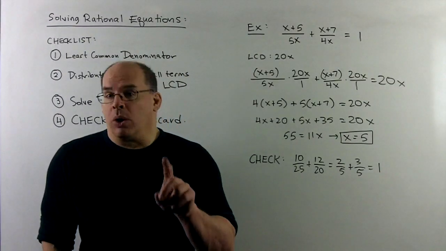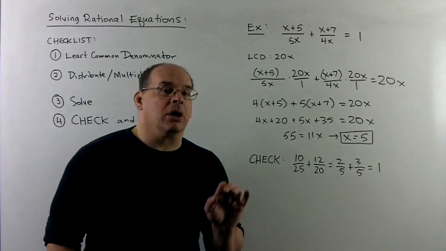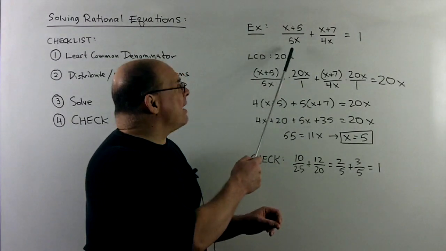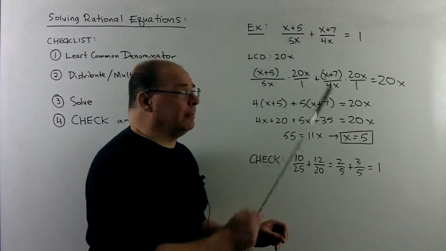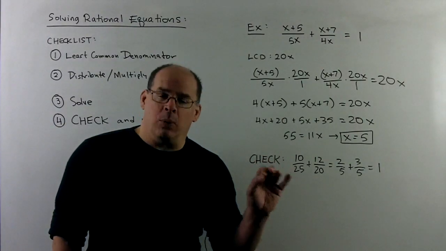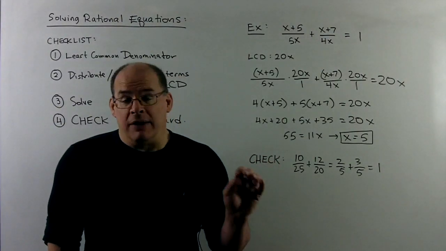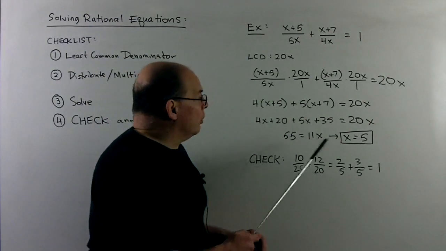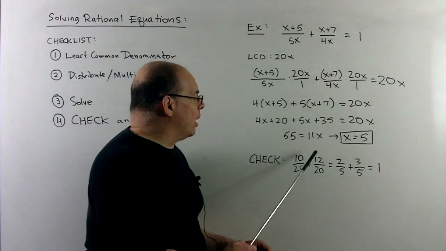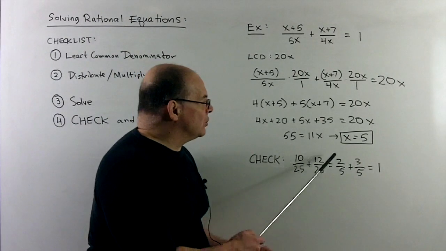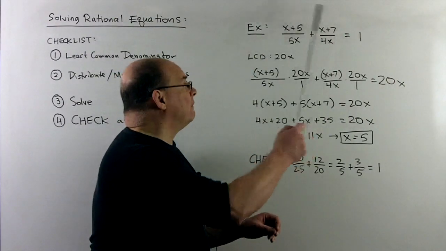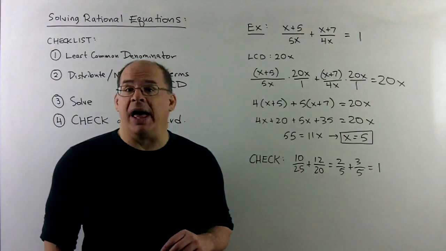Now, important next step. What's enough for at least a basic check is to check the denominators. If we put 5 in, we get 25 and 20. So neither of those is equal to 0. We could stop here if that was good enough for us. If I wanted to check numerically, we'll put the 5 in the whole thing, which would give 10 over 25 plus 12 over 20. We can reduce these to 2/5 plus 3/5. What comes out is a 1, and so that's a full check, and that works out.